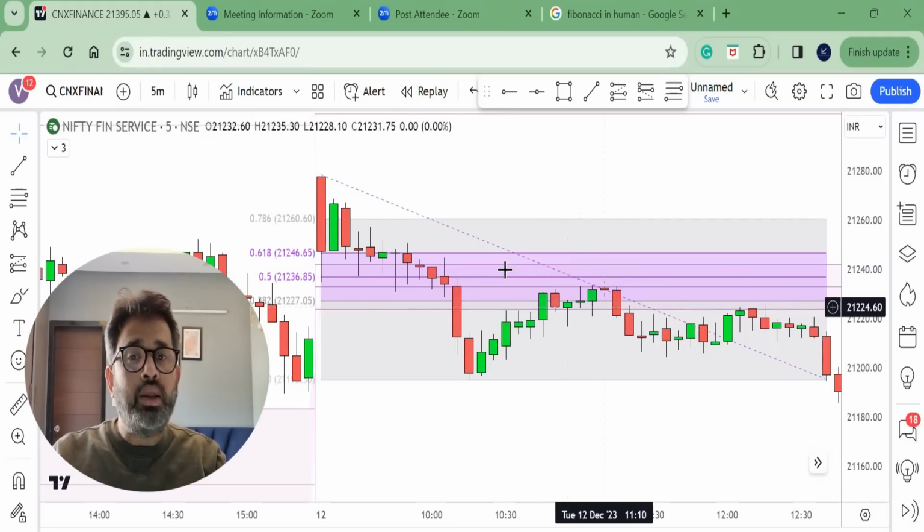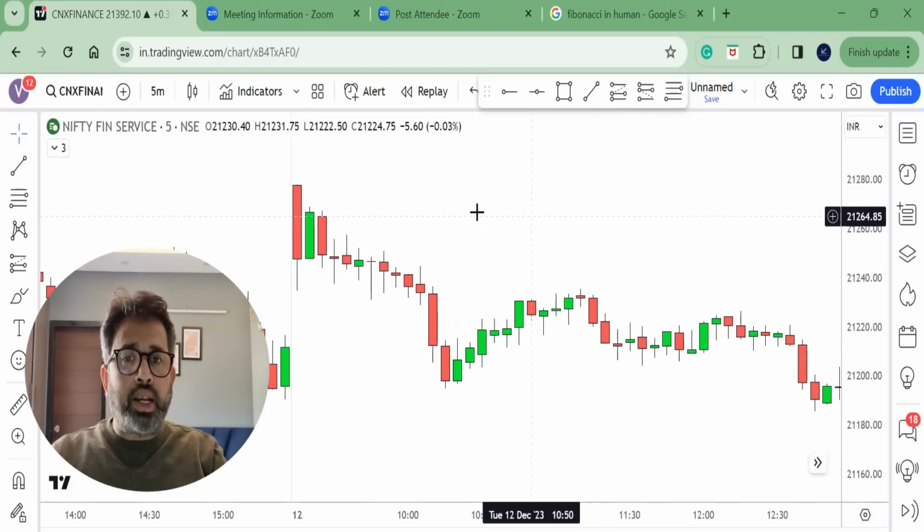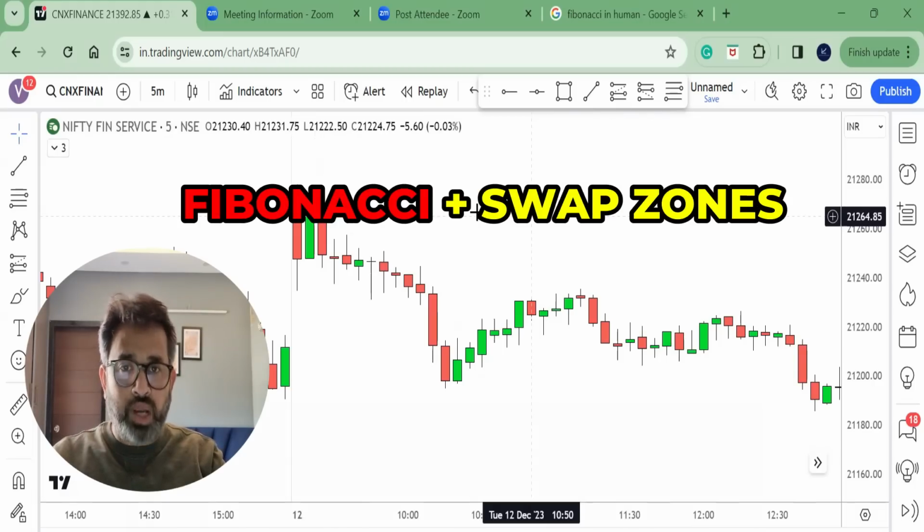So that is, if you are a fan of pivot points and CPR, there are two confluences: Fibonacci and, at the same time, pivot points and CPR. And the third strategy is using Fibonacci along with the swap zones, which is one of my favorite.